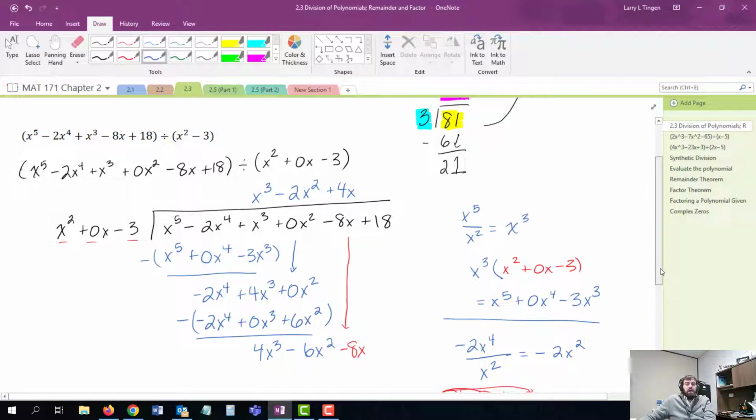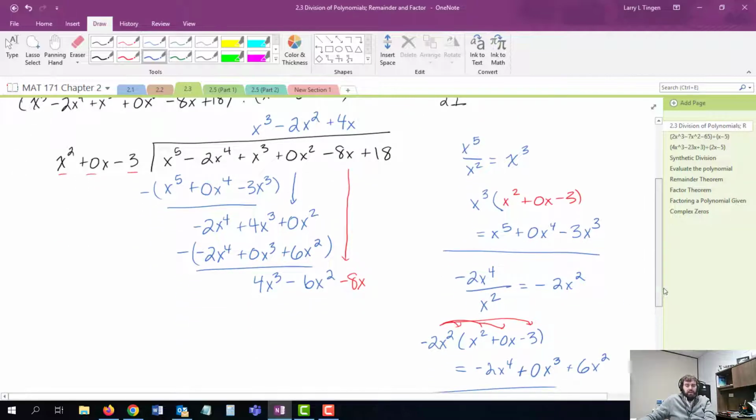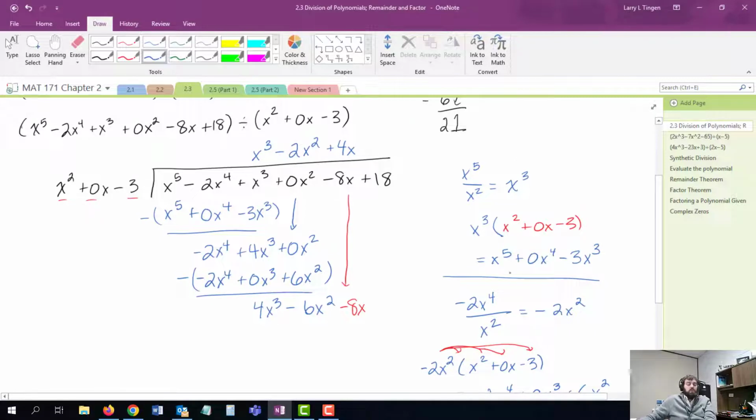Now I'm not going to write this multiplication out like I have been doing. I'm going to follow it the way I just showed it to you. X cubed, 4x, that's the term I'm after. 4x times x squared, 4x cubed. Those match. I did it right. 4x times 0x is 0x squared. 4x times negative 3 is negative 12x. This is subtraction.